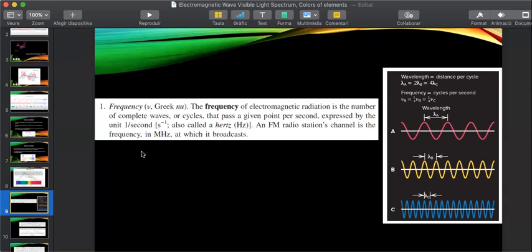An FM radio station's channel is the frequency in megahertz at which it broadcasts. So in a radio antenna, the frequency of oscillations of electrons on that antenna is the frequency of the radio waves that we can tune on the radio in your car, for example.